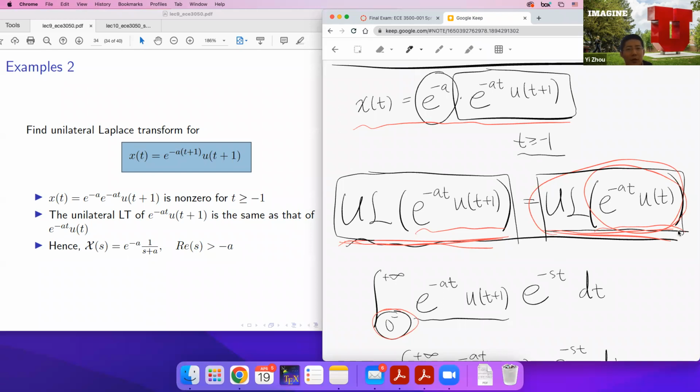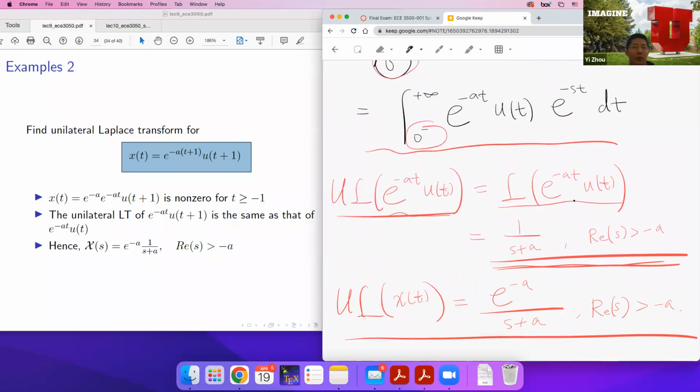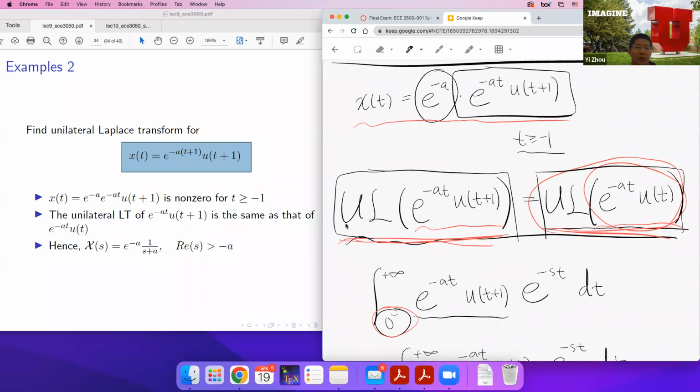Once we connect it to the unilateral transform of this causal signal, then the rest of the steps are very simple. Because it's causal, we know the unilateral transform equals the normal Laplace transform. And here, the normal Laplace transform was already discussed in the previous slides, so we can get that from the table. So in the end, this is how we solve the unilateral transform of a non-causal signal. Reduce it to a causal signal first, and then from there, the unilateral transform reduces to the normal Laplace transform.